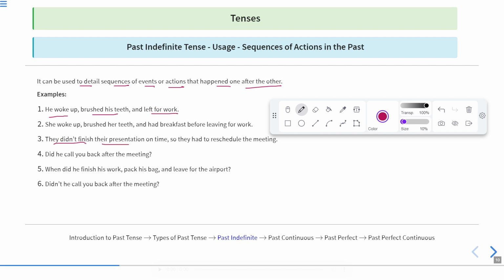They didn't finish their presentation on time, so they had to reschedule the meeting. Did he call you back after the meeting? When did he finish his work, pack his bag, and leave for the airport?